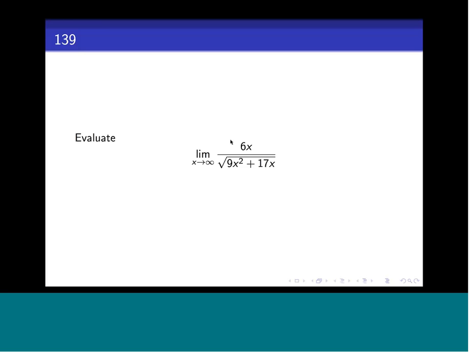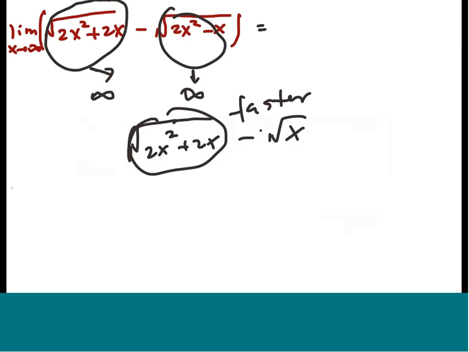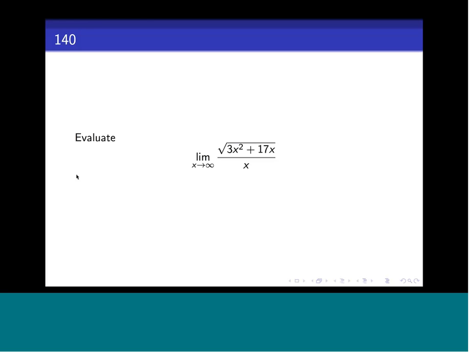Sorry, you're saying the answer already? 2? 0? 2. You're saying 0? Oh, 2. I'm sorry, that's 2. Okay. The same stimulus. Yeah, this is almost exactly the same thing. So the answer is 3 over square root 3.